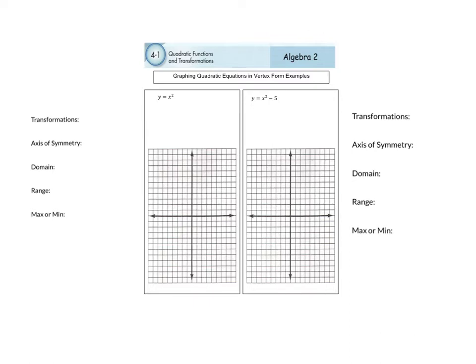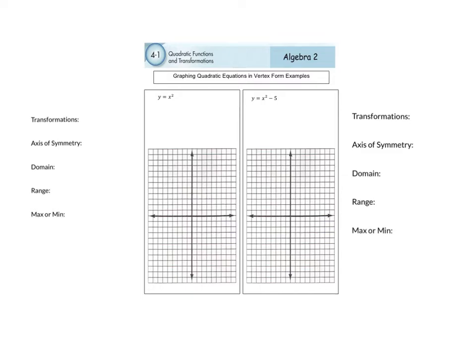But all I want you to be able to do is tell me the transformations. In other words, how did this thing move? Be able to find the axis of symmetry. Be able to tell me what the domain is, how far left, how far right it goes, what the range is, how low, how high it goes, and then tell me, does this thing have a maximum or a minimum value, and if so, where at?